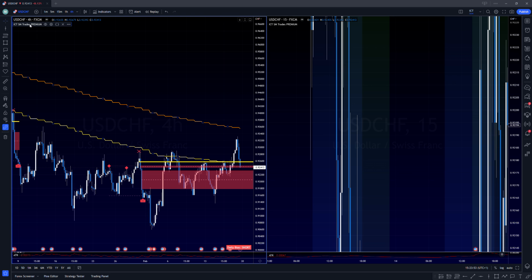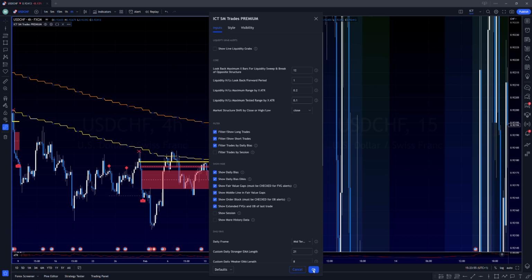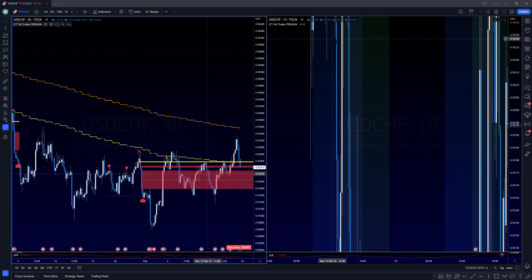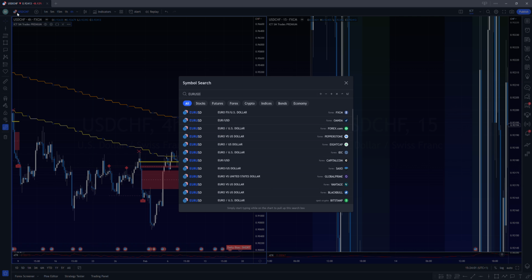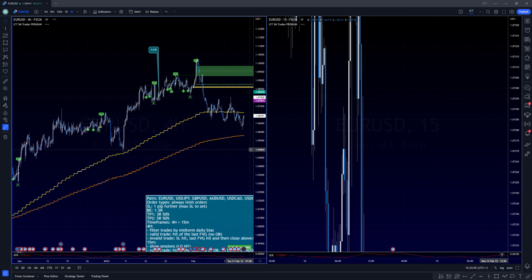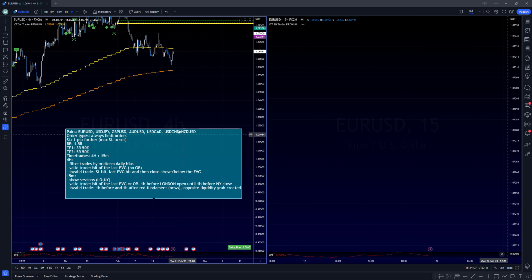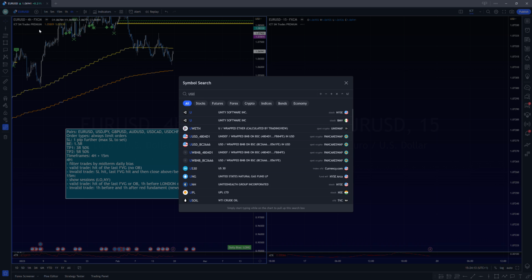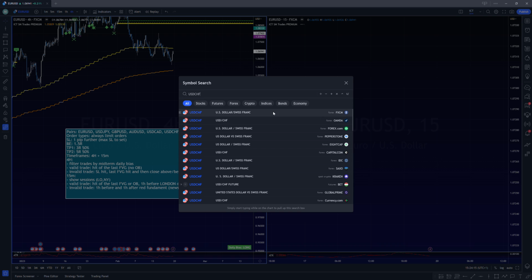We have the ICT SM Trades Premium Indicator here. With these settings, we have the 4-hour time frame and the 15-minute time frame, and we have set our trading plan, which is here. So today we are going to look at USD CHF and NZD USD. So the first pair is USD CHF.